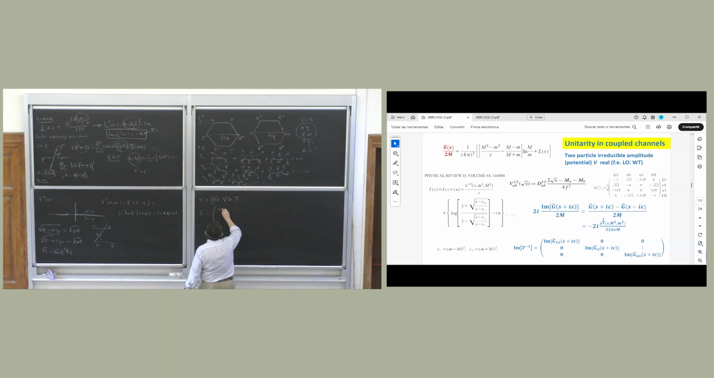So G is going to be G pi sigma, 0, 0, 0, 0, G K bar N, 0, 0, 0, 0, G eta lambda, 0, 0, 0, 0, G K Xi. Okay. So those who have taken a quantum field theory course should know how to compute G, right?